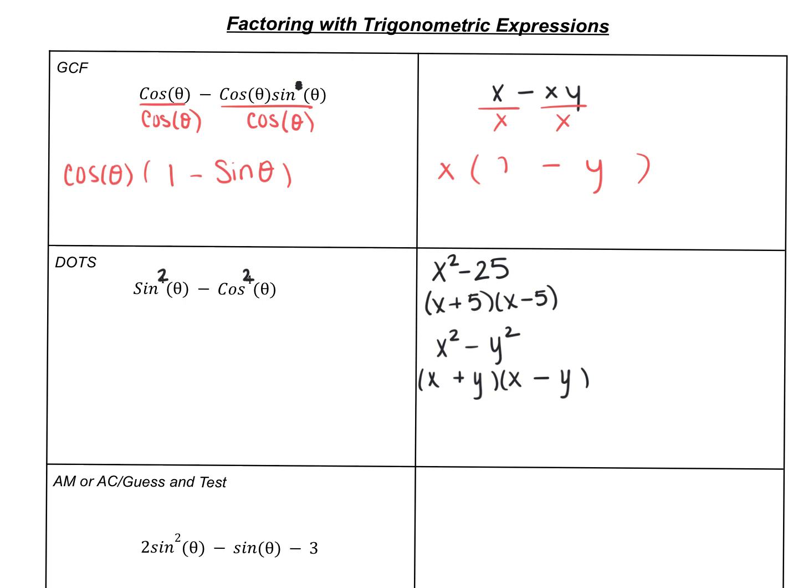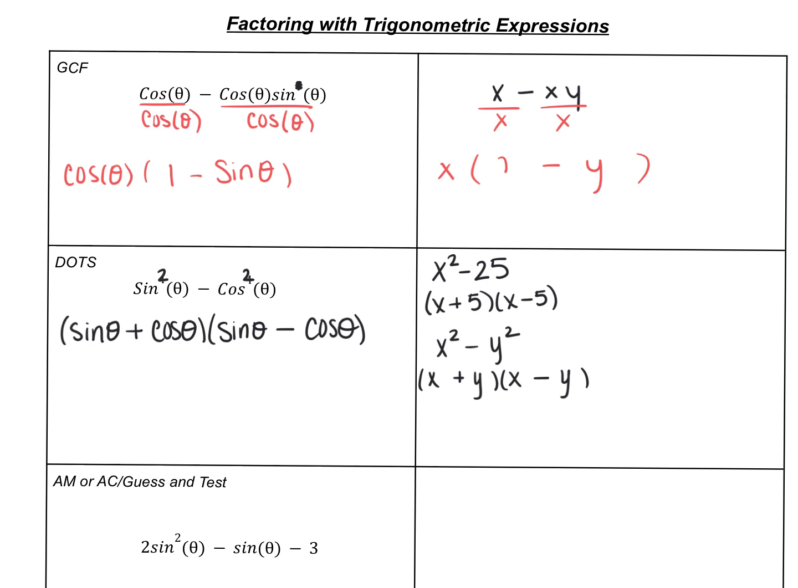So in this one, we're going to do sine of theta in the front, another sine of theta in the front. That gives me sine times sine, which gives me sine squared. And then at the back end, to get cosine squared, we're going to do cos times cos. So then this will be cos theta, and then this will be cos theta. And then your plus and your minus. So that's an example of how we can do DOTS with trigonometric expressions.